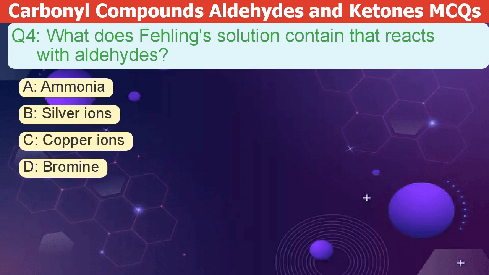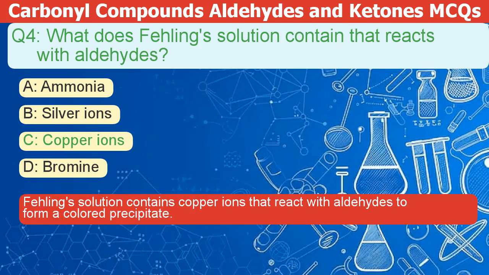What does Fehling's solution contain that reacts with aldehydes? A. Ammonia. B. Silver ions. C. Copper ions. D. Bromine. The correct answer is C. Fehling's solution contains copper ions that react with aldehydes to form a colored precipitate.